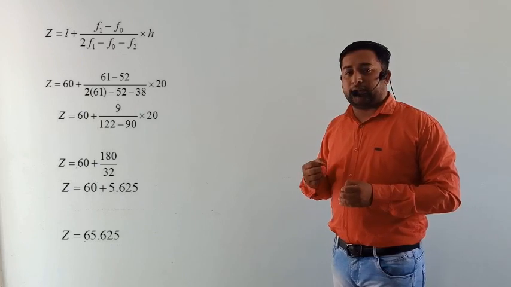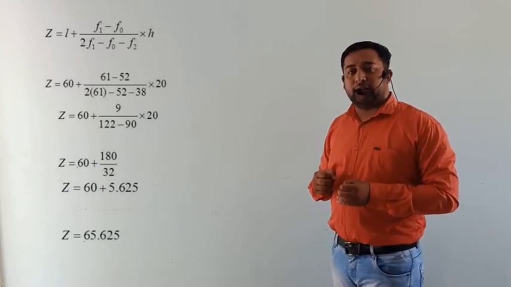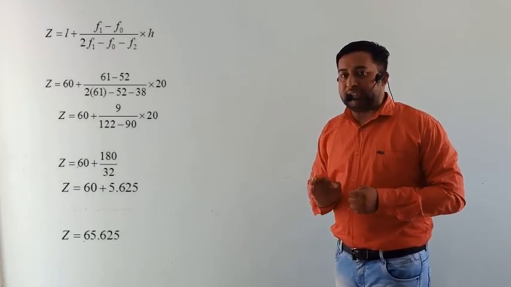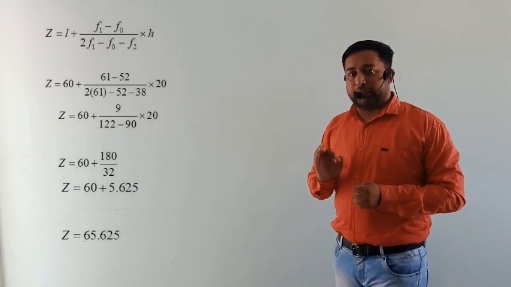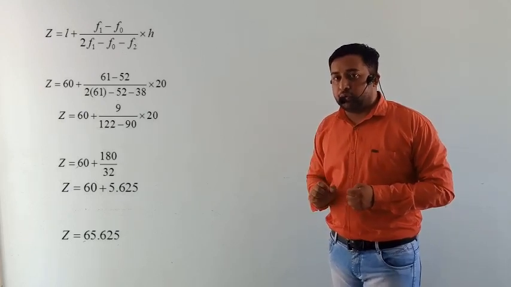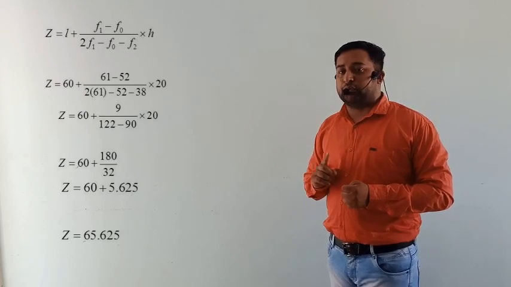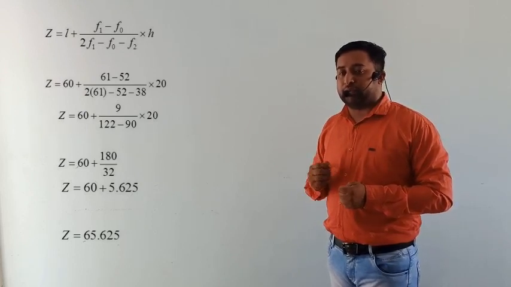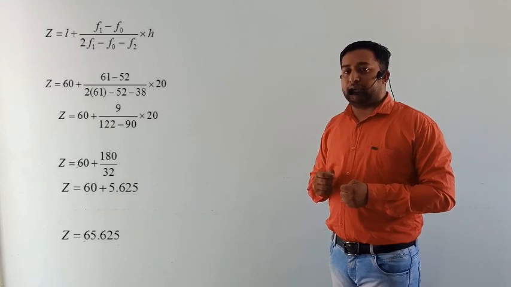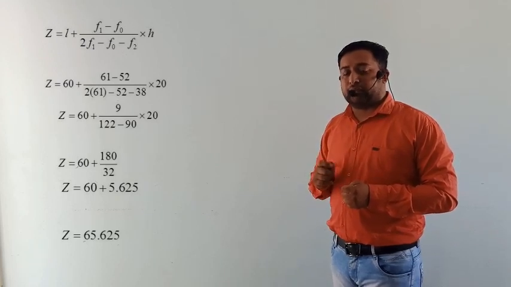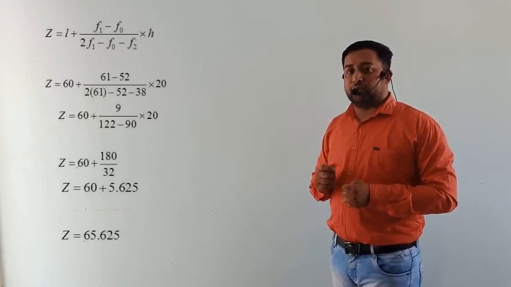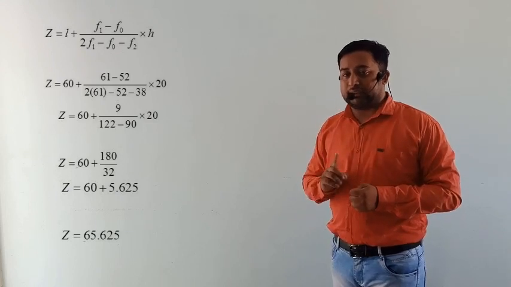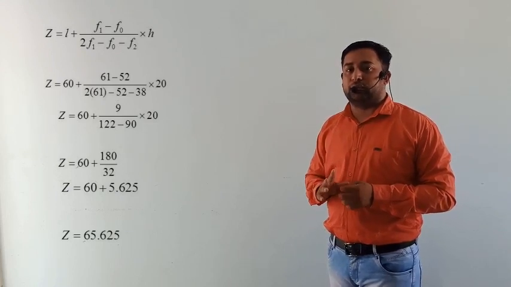Let's take 180 divided by 32. 180 divided by 32 will give you 5.625. Now we did 5.625 with 50. Your mode will be 65.625. Your mode is the simplest among the mean, median and mode.